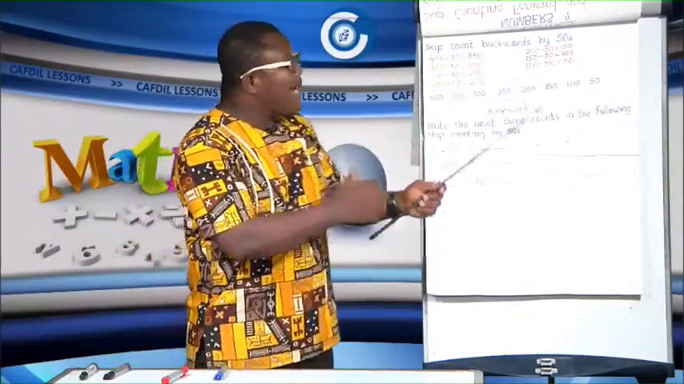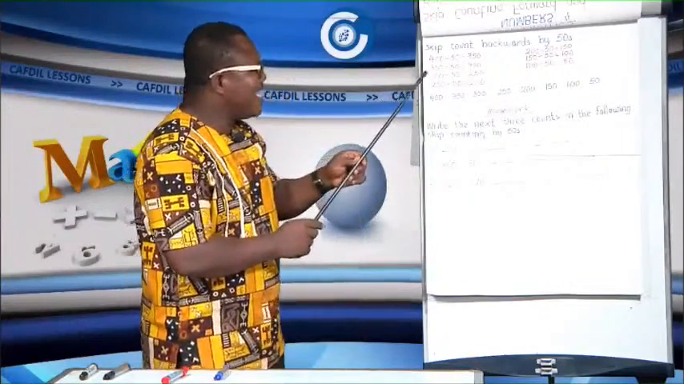So this is what I have here. Here we want to skip count backwards by 50s. As I demonstrated earlier on, we want to move back. If forward you added, then backward, what will you do? Wherever you are, I want you to tell me. You will subtract. So now let's look at this one. We want to skip count backward by 50s.